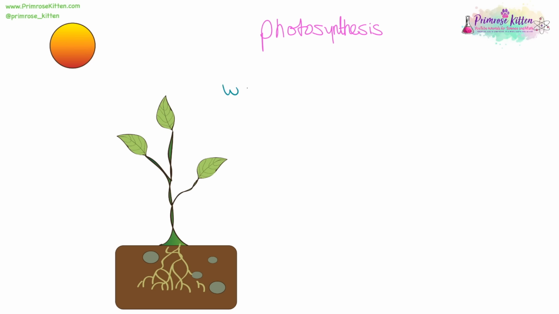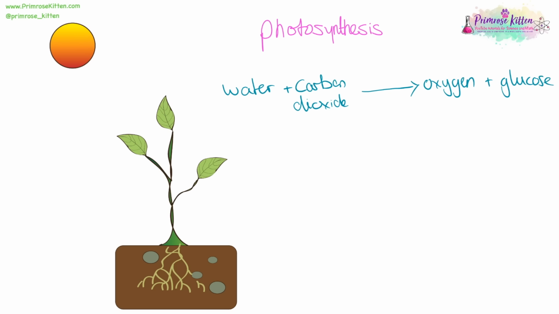Photosynthesis is going to take water, carbon dioxide, and turn it into oxygen and glucose. We can take light and we can put it above the equation, but do not put it in the equation because it is not a reactant. It's just a condition that's needed.